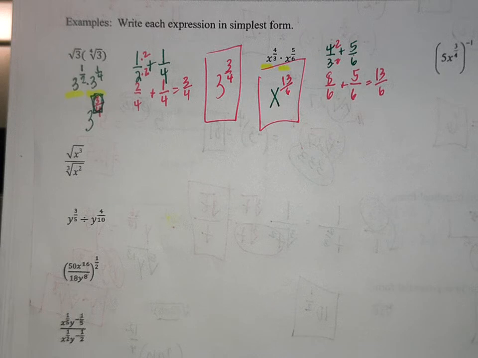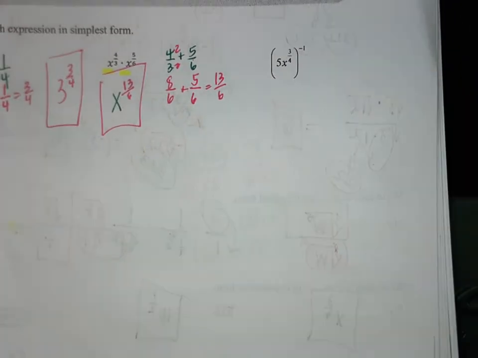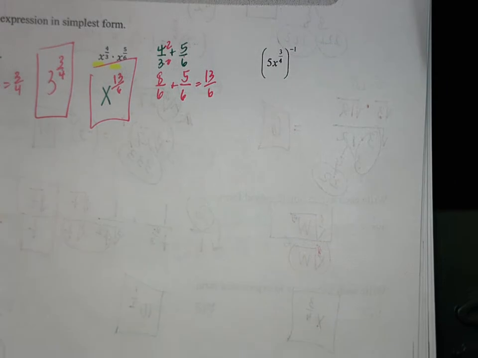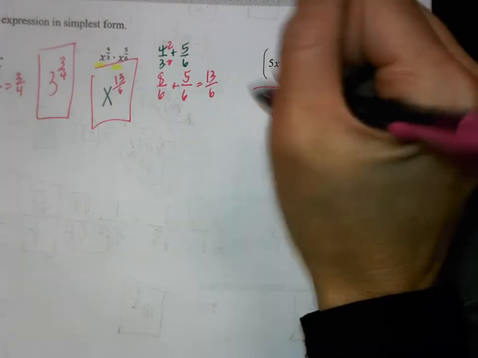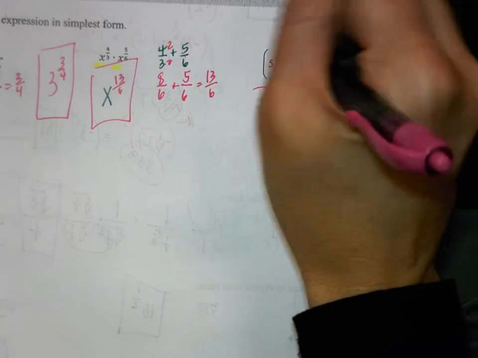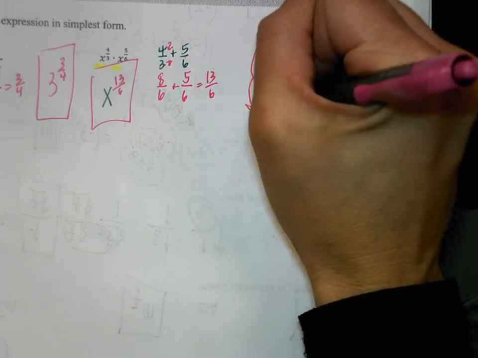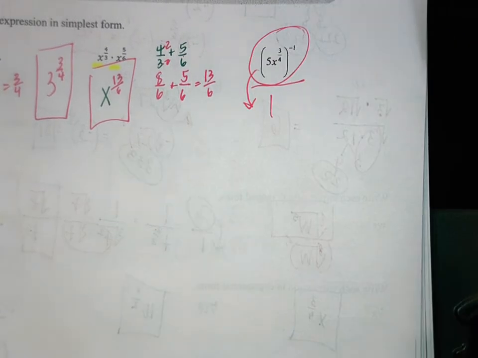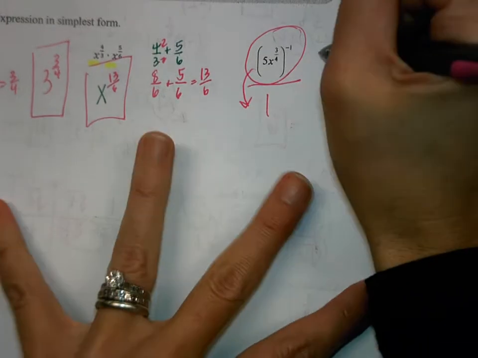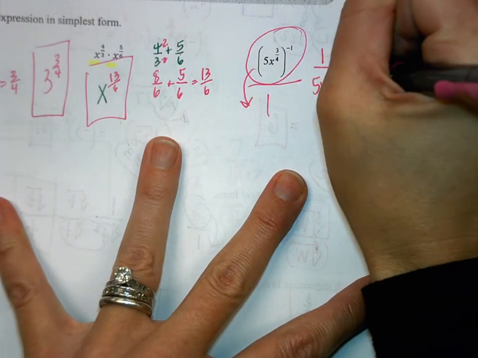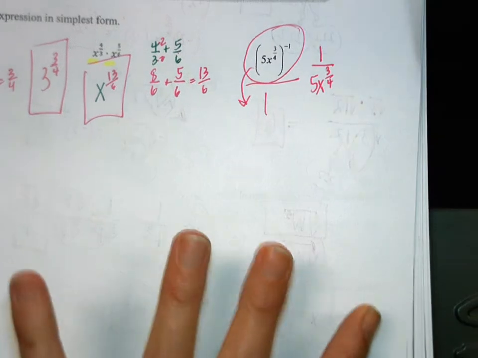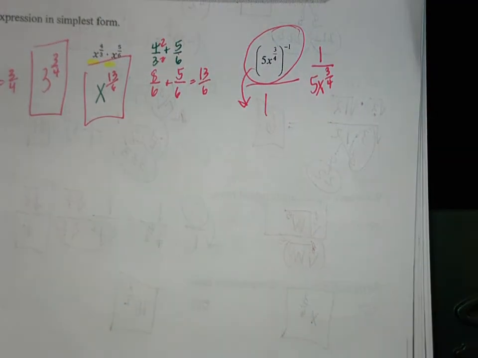All right, what do we do with the negative exponent? Put it as a denominator. You change the side it's on. So this whole thing is going to the bottom, the denominator. Very good. And so we have 1 over 5x to the 3/4. Is that okay? No.